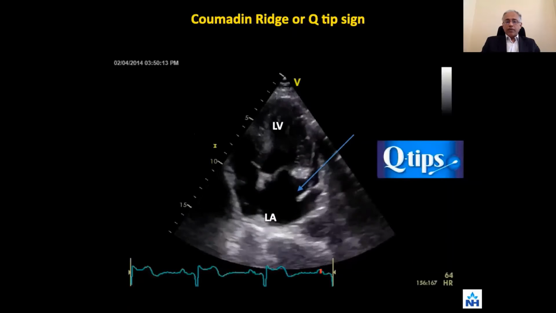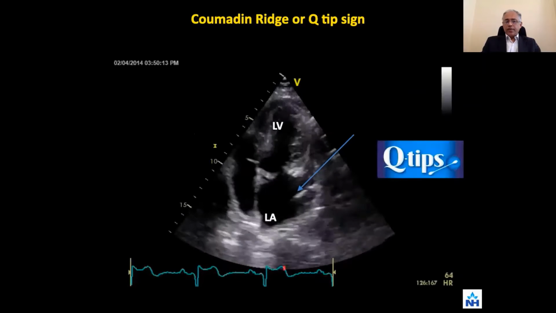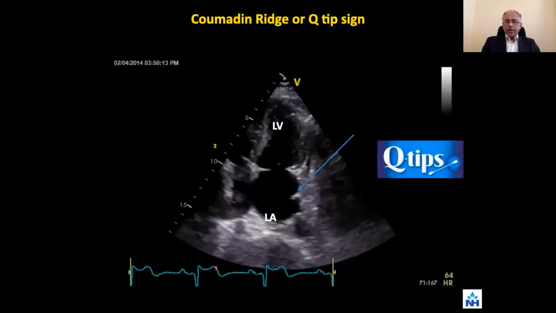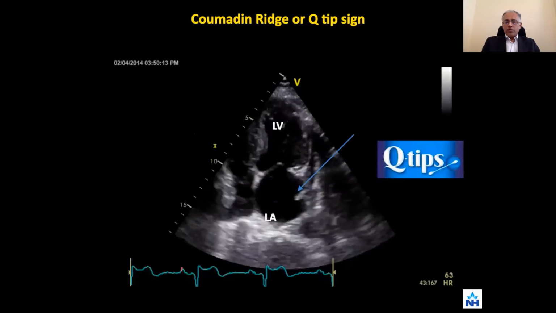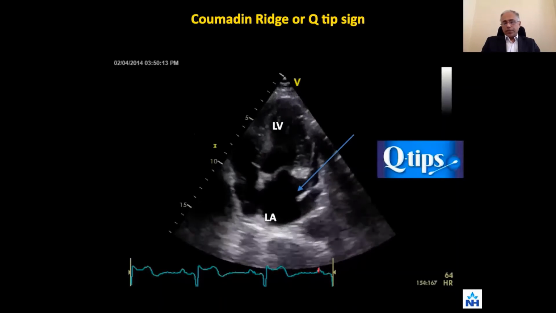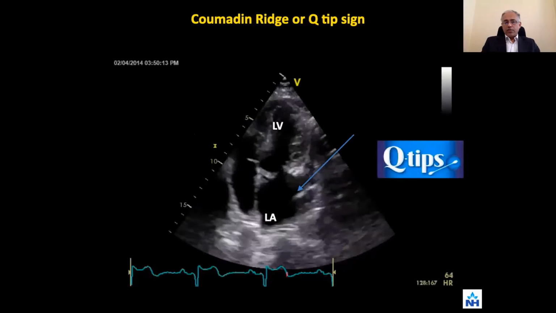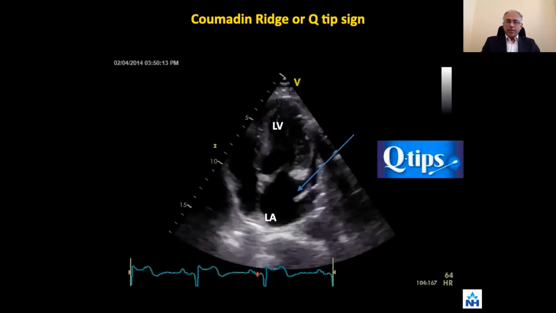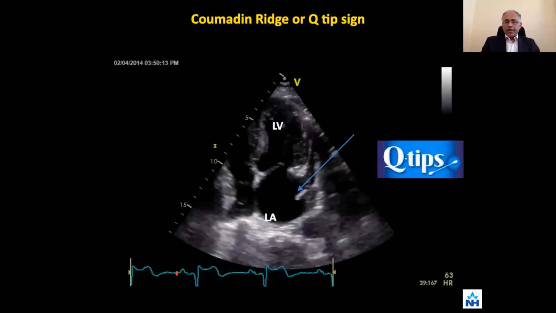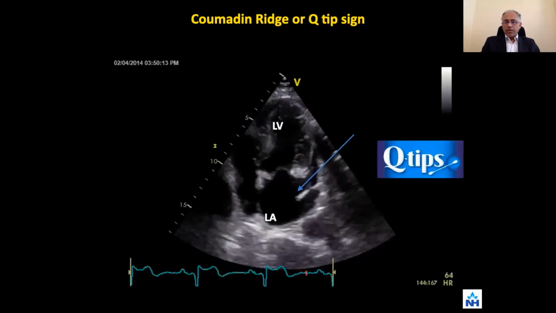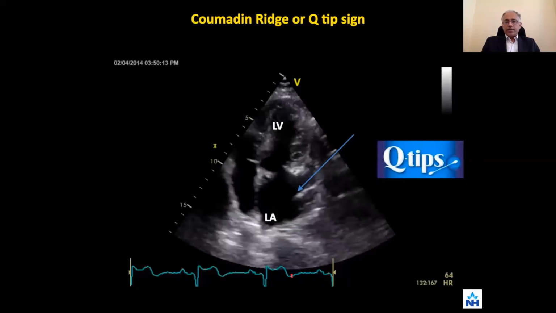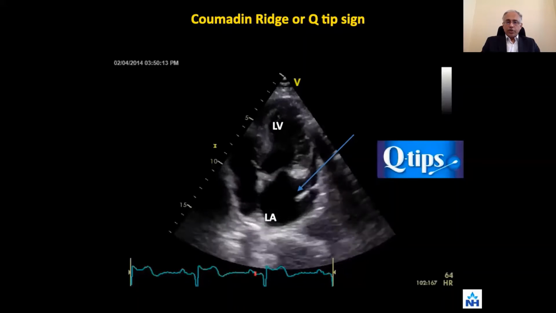On transthoracic, you don't see this very prominently, and it is very unusual sometimes, and this is one of those patients where it is very prominently seen. It is also called the Q-tip sign. This is more of an American slang, where a Q-tip is an earbud, and typical of earbuds, you have the narrow stick, and then you have the cotton which bulges. So that is supposed to be the similarity. So in literature, they term it as the Coumadin Ridge or the Q-tip sign.